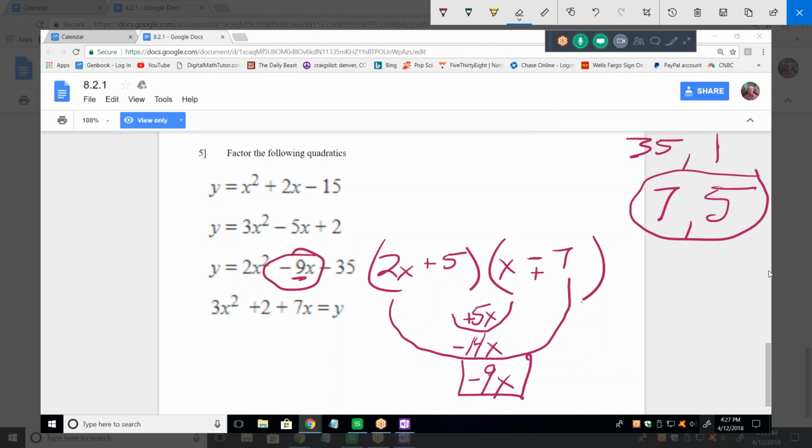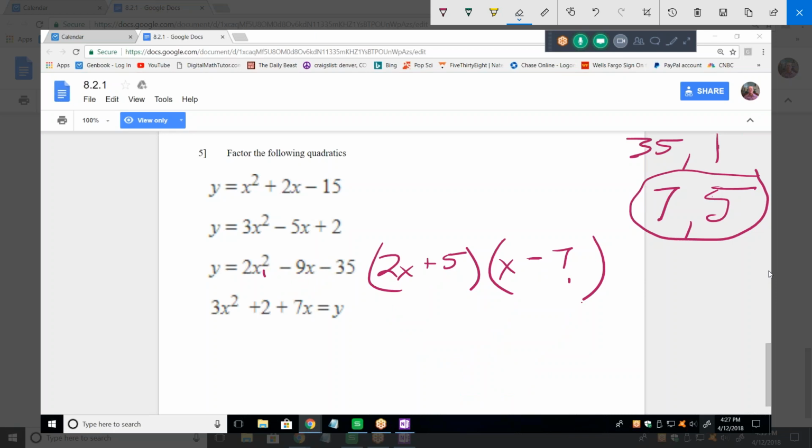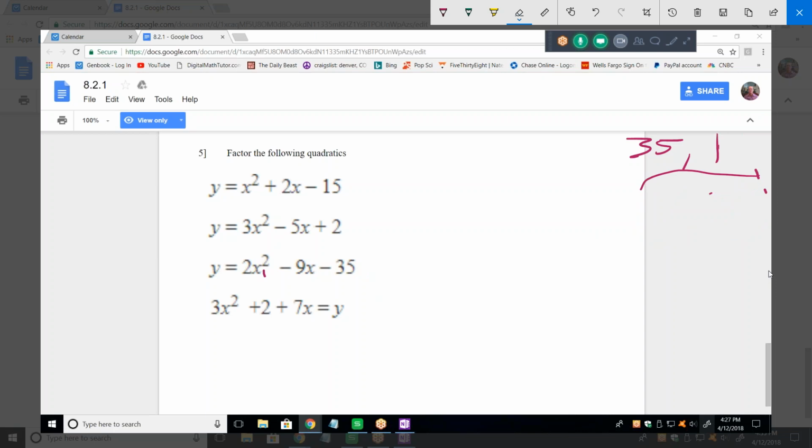I erase that negative, that positive, all of that stuff there, and I know that if I multiply those two things together, I get that quadratic. Okay? So you can see the process is a little different, but starts out exactly the same. You split up the x's and you determine both signs.